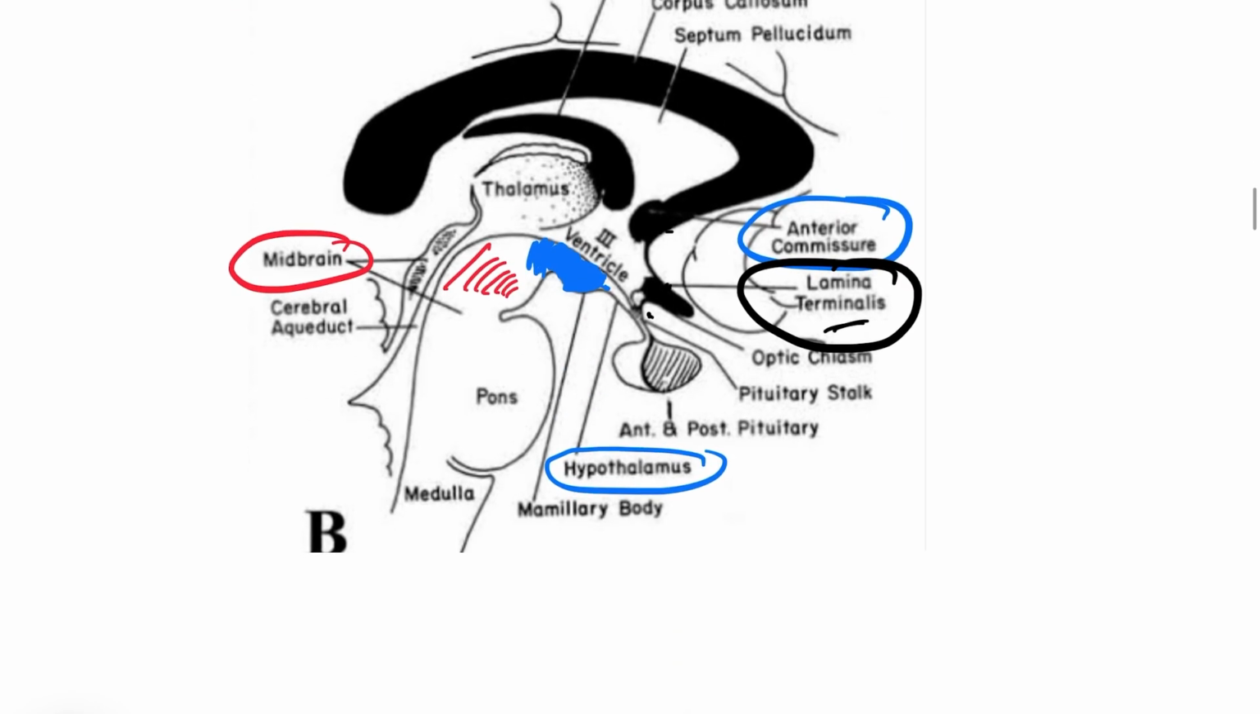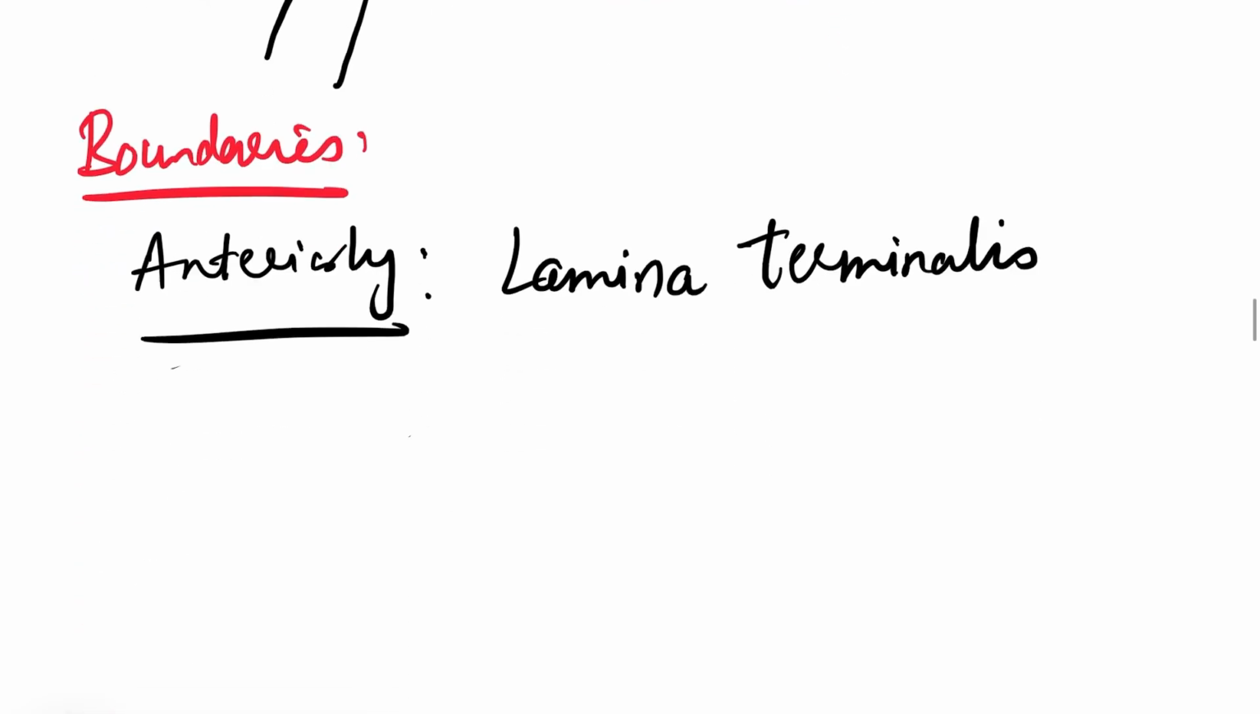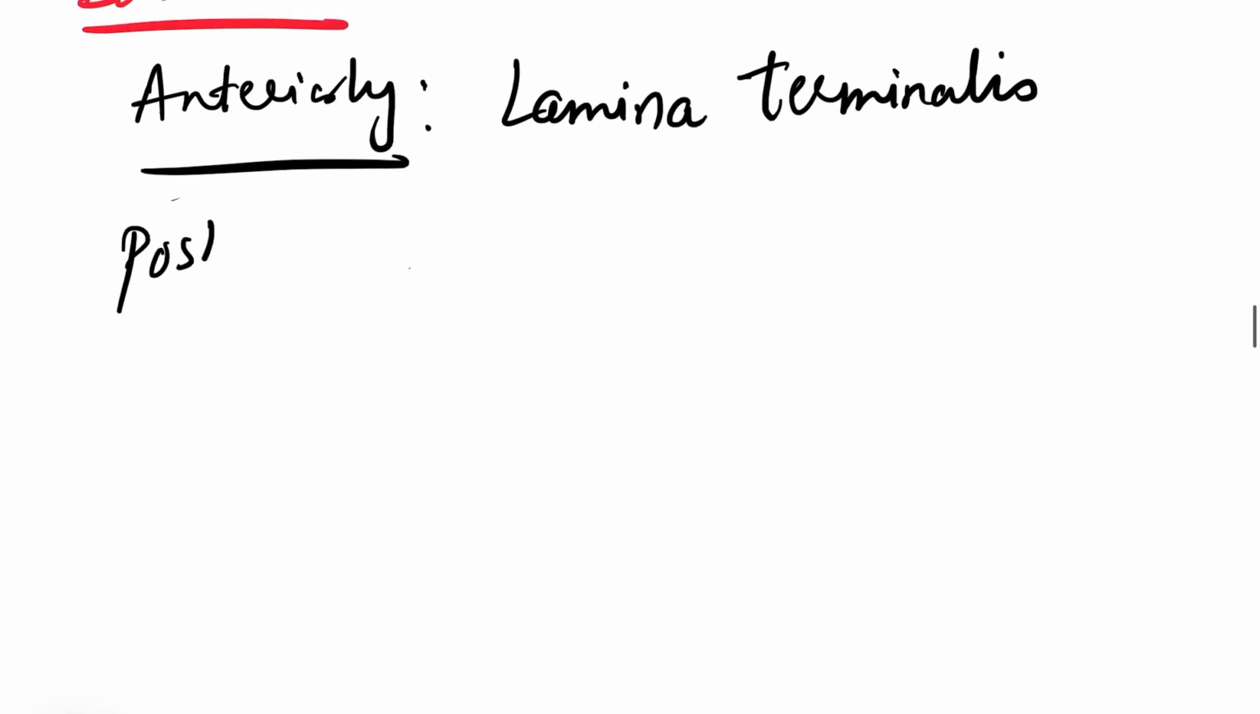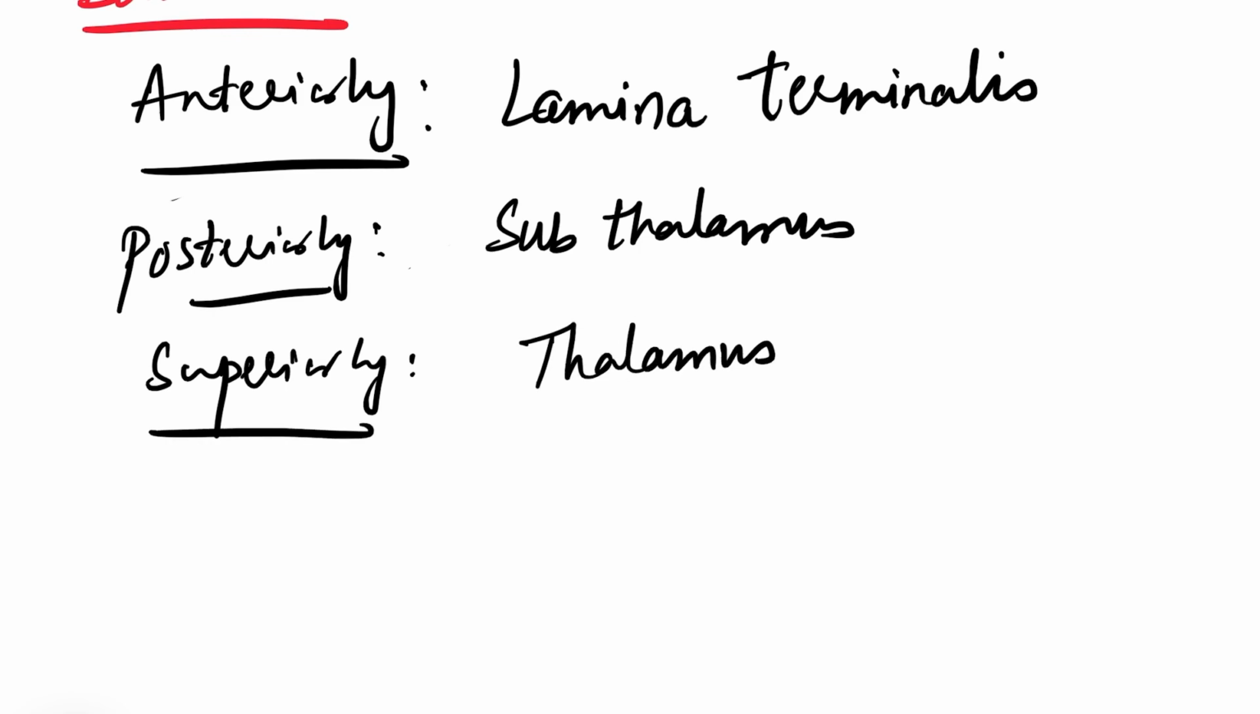Now let us see posteriorly, that is the back side of this hypothalamus, okay. Posteriorly, there is a structure known as the subthalamus. The hypothalamus merges with the ventral thalamus at a vertical plane just caudal to the mammillary bodies. So posteriorly there are the mammillary bodies, and we can say in one word, subthalamus. Then superiorly there is obviously the thalamus, or we can say there is a hypothalamic sulcus which separates it from the thalamus.